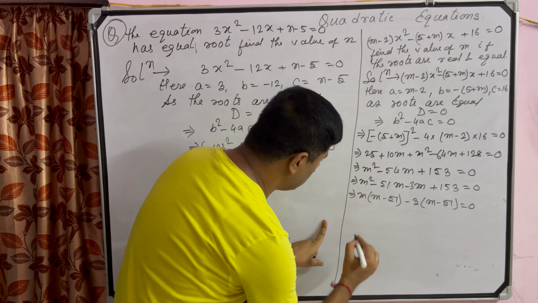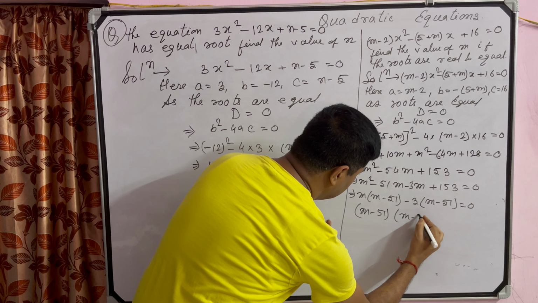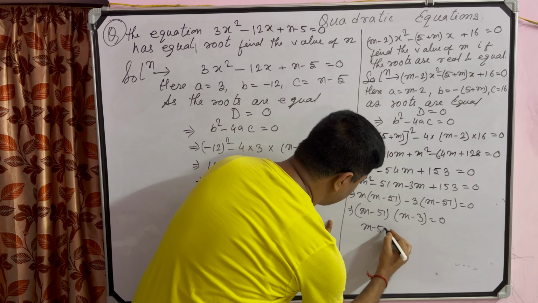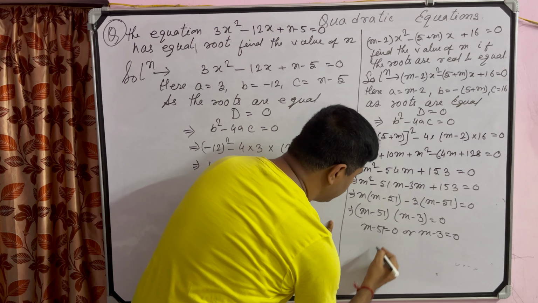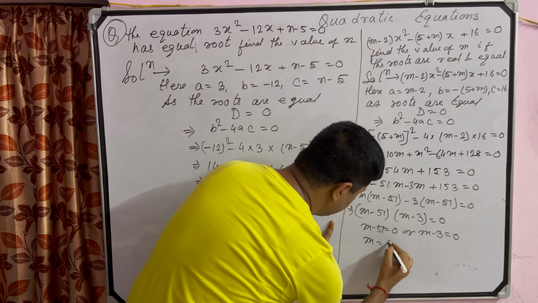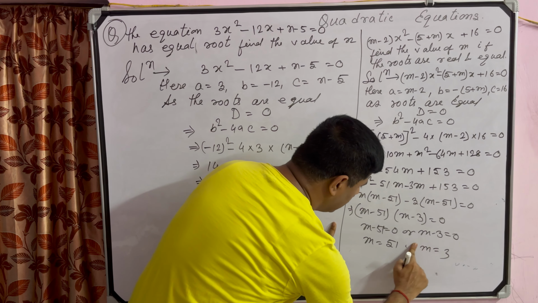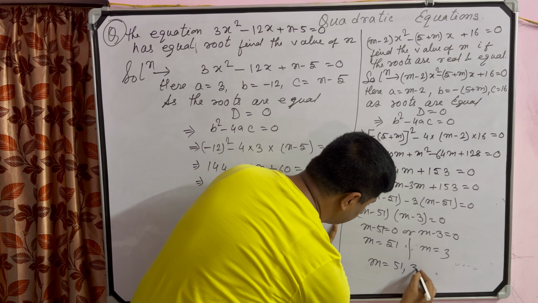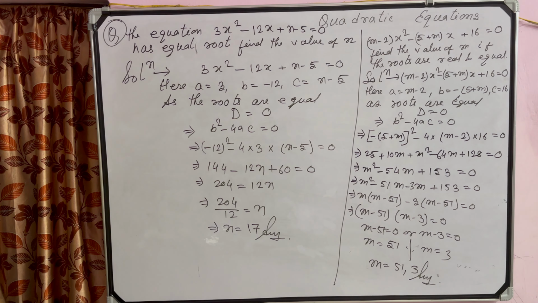So finally what I got, m minus 51 can be taken common, m minus 3 equals to 0. So m minus 51 equal to 0 or m minus 3 equal to 0. So m equal to how much? 51 or m equals to 3, correct? So final answer m equal to 51 or 3. This will be the answer. Okay.